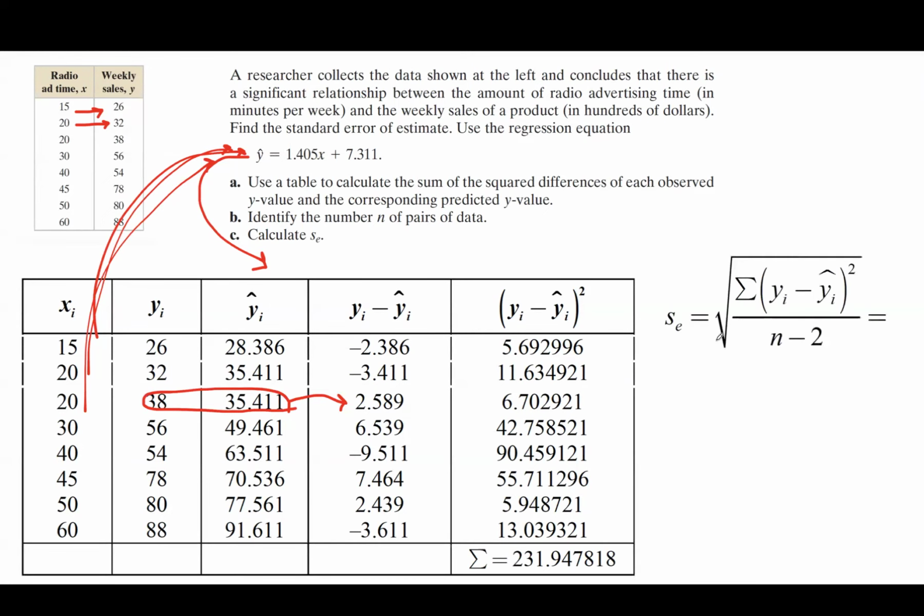The standard error of estimate has a formula. You have the square root of the summation of yi minus yi hat squared, divided by n minus 2, which is the square root of 231.967818 divided by 6. Take the square root of it, and it is about 6.218. This is a nice standard error, 6.218. So that's how we calculate the standard error of estimate manually.